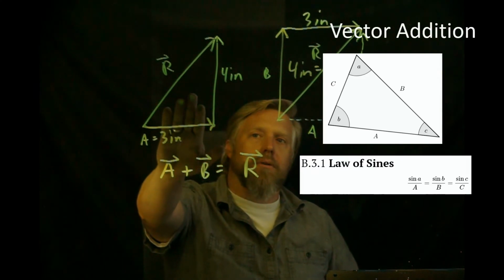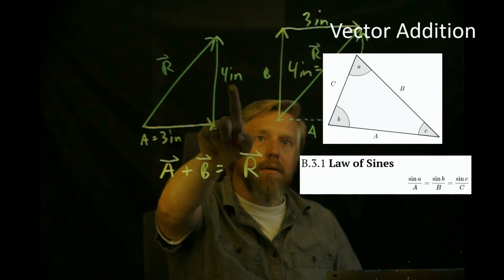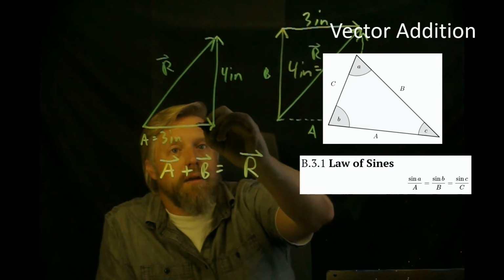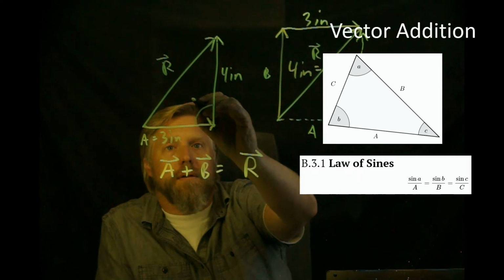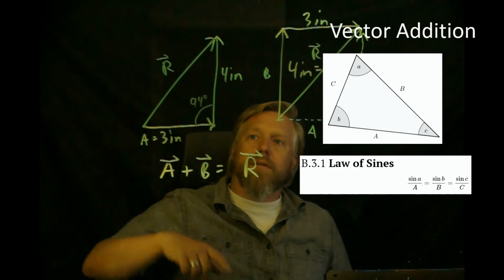So we draw the picture. We write all of our knowns. In this case, we have 3 and 4. That's two sides. If we also had an angle, let's just say this is not quite 90. It looks a little bit more like 94 degrees. And we wanted to know what R was.